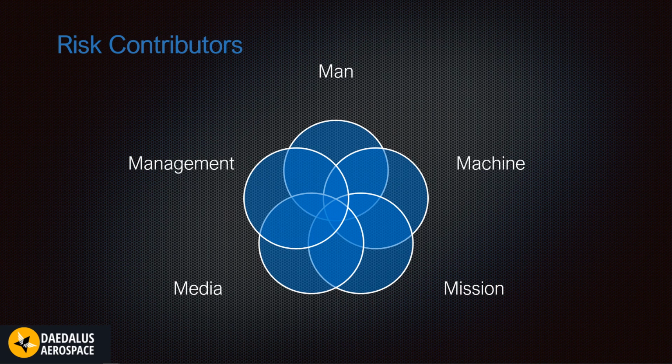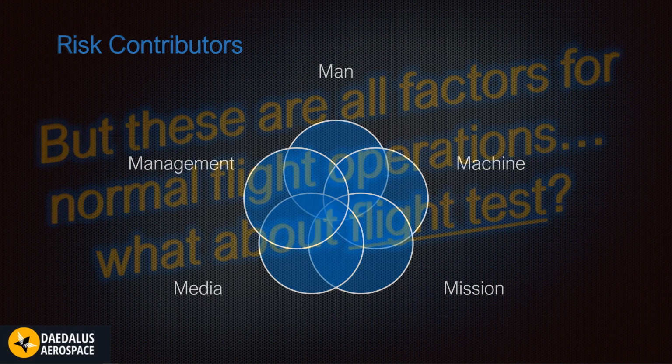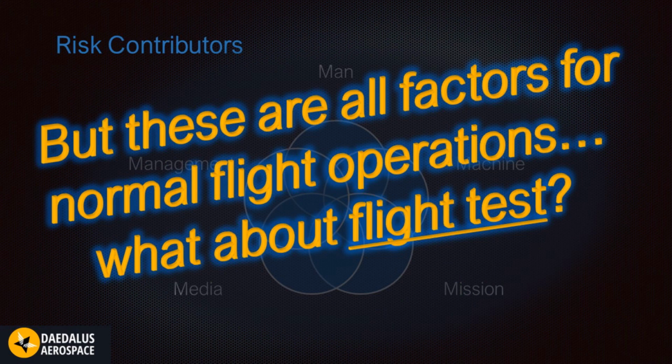Now, one of the perspectives used in Air Force flight operations looking at operational risk contributors is the 5 M's: man, machine, mission, media, which is another way of saying weather and other outside factors, and management, which includes cultural aspects. Flight test risk management includes all these aspects, but is also quite different from regular flight operations.